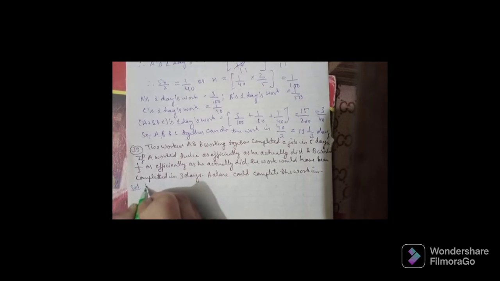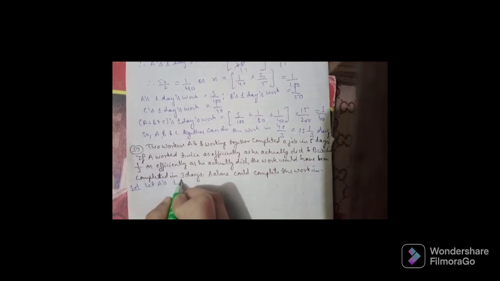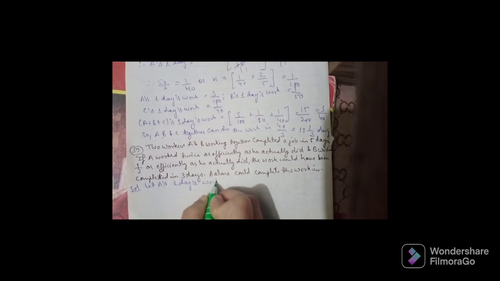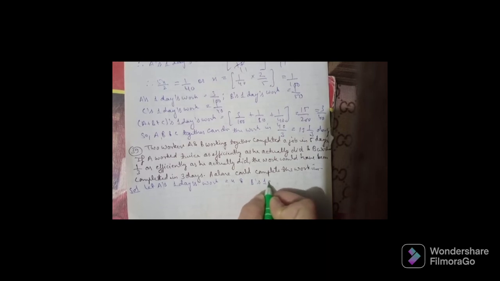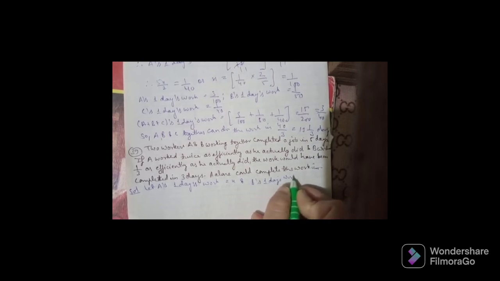So we go for the same. Here we go. Let A's 1 day's work equal X and B's 1 day's work equal Y. Then X plus Y equals 1/5 and 2X plus 1/3Y equals 1/3.